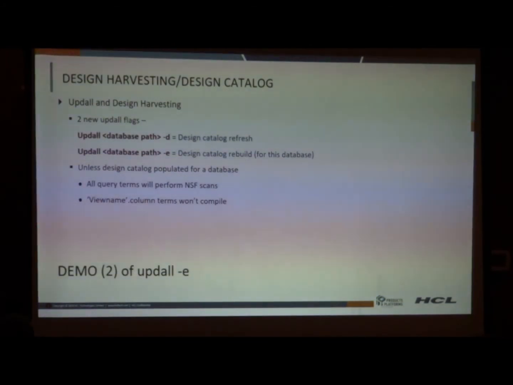We do updall, and there are two new updall flags. Updall database path -D for refresh, and -E for rebuild for this database. Basically, this puts the design catalog data into that new file I talked about, or it will; in the future it might change how we do it. But this is how you tell the DQ engine about design changes. Okay, it doesn't happen automatically. We may change that as well, but for now, it is updall -E, and I'm going to show that.